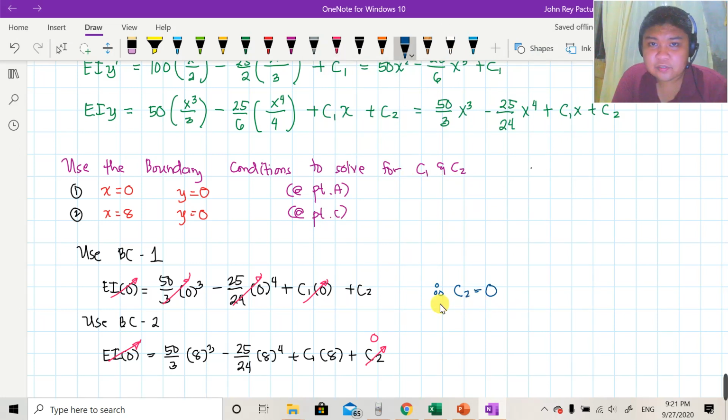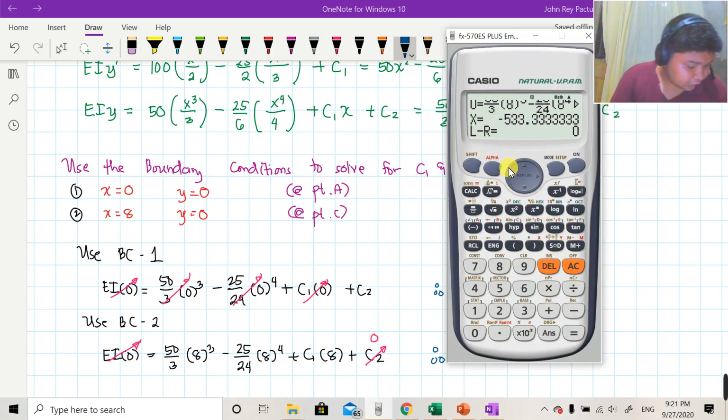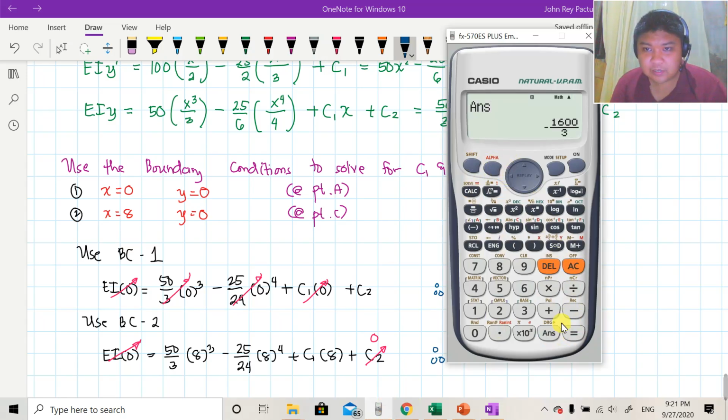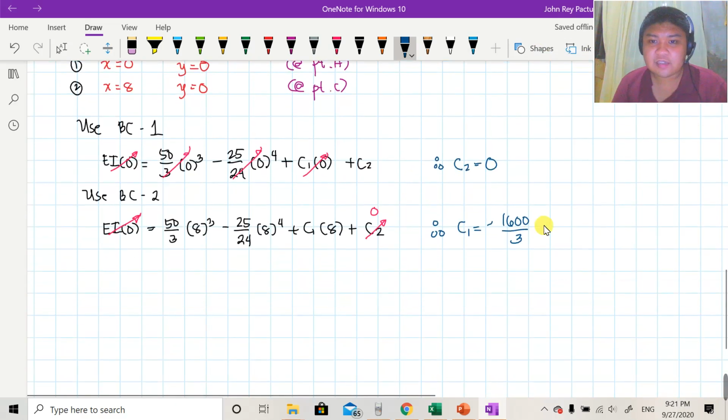So, therefore, compute natin. Ilan ba magiging sagot dito class? So, shift solve. Ang lalabas is negative 533.333 or simply, para maging fraction siya class, that is equal to negative 1,600 over 3. So, lagay natin C1 is equal to negative 1,600 over 3. So, ayan na class yung ating mga values.